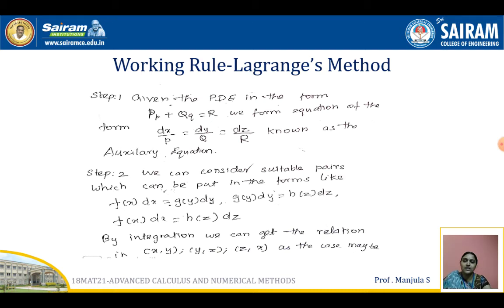After this, in step 2, we can consider suitable pairs which can be put in the form f of x into dx equals g of y into dy, g of y into dy equals h of z into dz, and f of x into dx equals h of z into dz. By integration, we can get relations of the form xy, yz, zx. This is the first case.